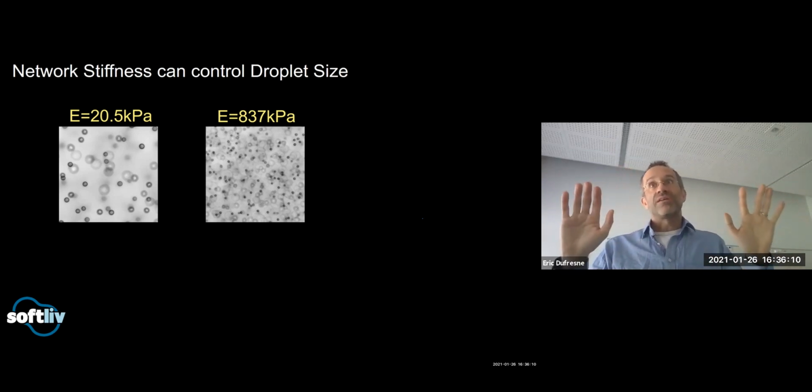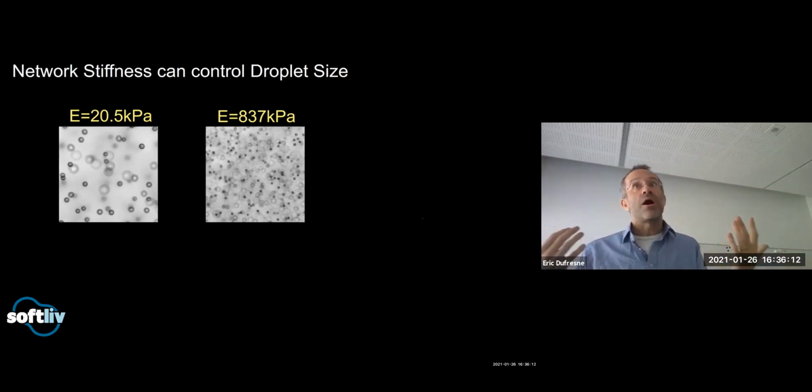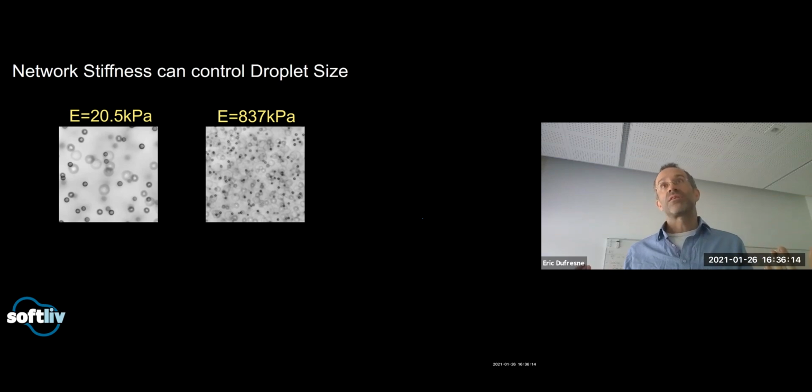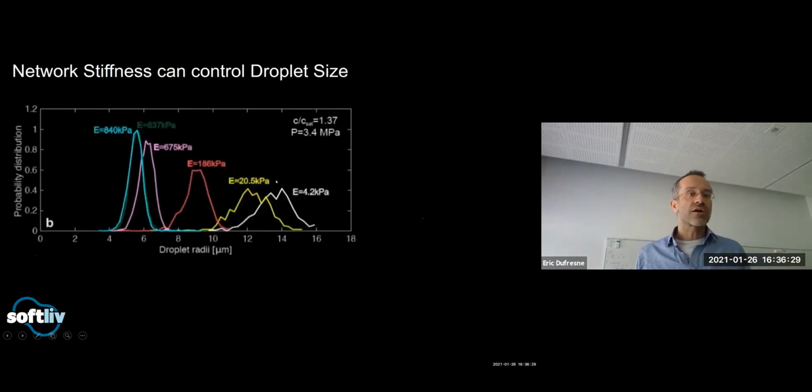But I mentioned that the elasticity is what seems to be making it monodisperse. And so maybe it comes as no surprise to you that the magnitude of the stiffness determines the size of the droplet, okay? So softer networks have bigger droplets than stiffer networks. And here are the size distributions.